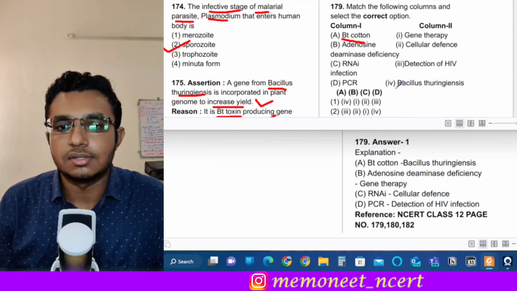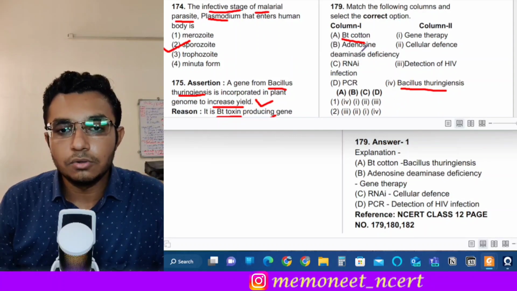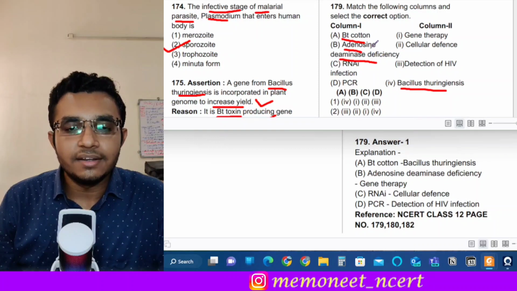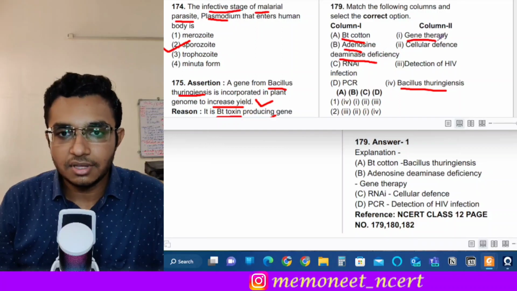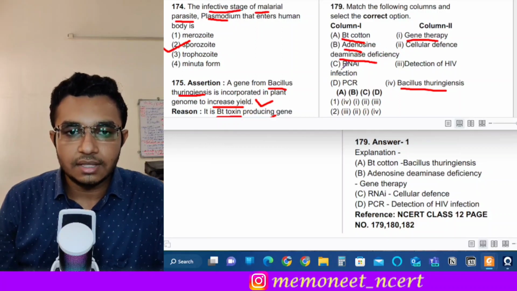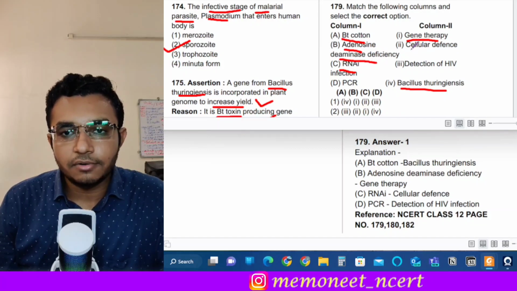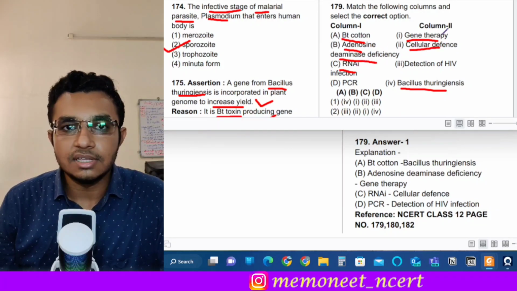Bacillus thuringiensis. Okay, so A goes with 4. Next is adenosine deaminase deficiency. Adenosine deaminase deficiency can be treated by gene therapy. So B goes with 1. Next is RNAi technology. The RNAi technology is a method for cellular defense. Okay, so C goes with 2.